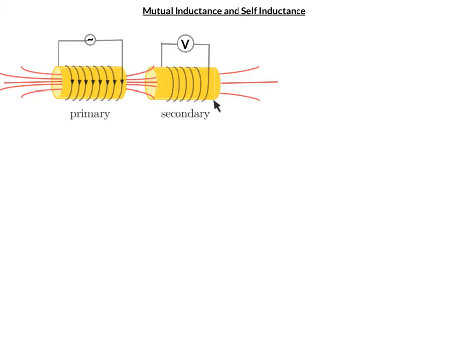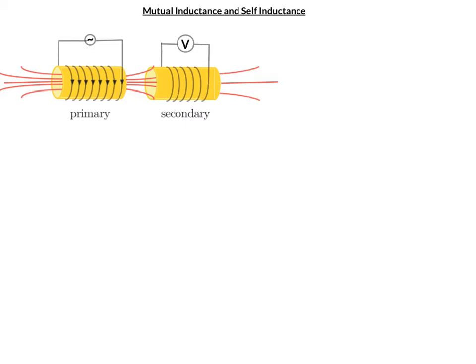Now, this second solenoid doesn't have any current going through it. It is just connected to a voltmeter. So we'll call this the secondary. Again, the primary is the one that has current going through it at the beginning, and then the secondary does not have current going through it.